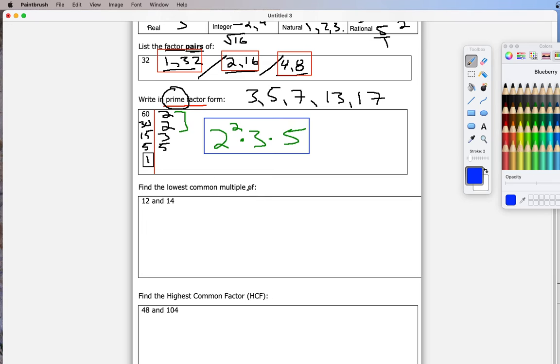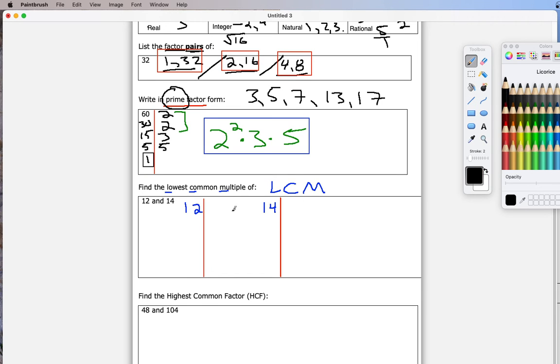Next question. Lowest common multiple. LCM. Lowest common multiple. LCM. Okay? So when we want to do the LCM, what I suggest you do is you put a 12 here, put the 14 here, and you make your line like this. And we're going to do something similar to above.